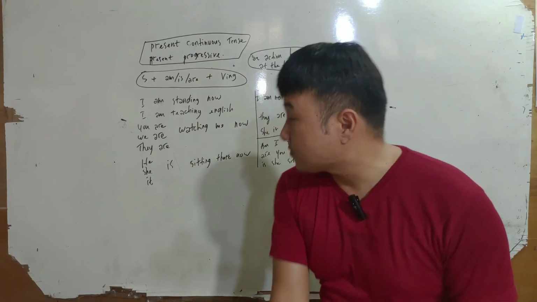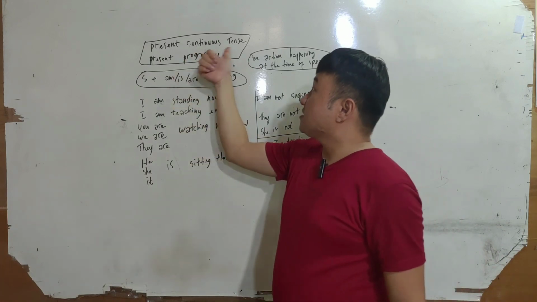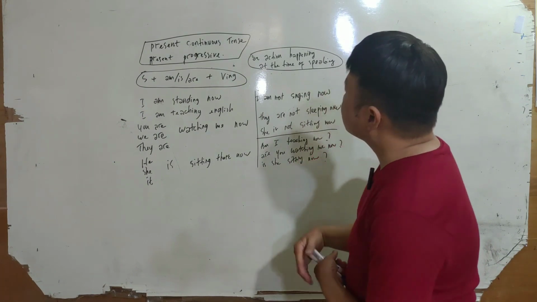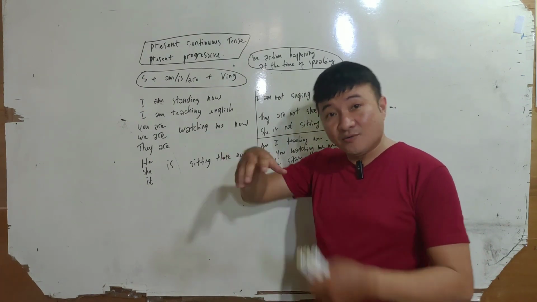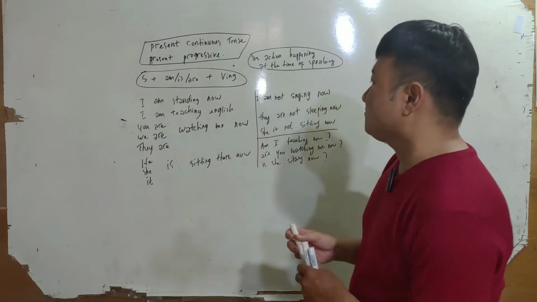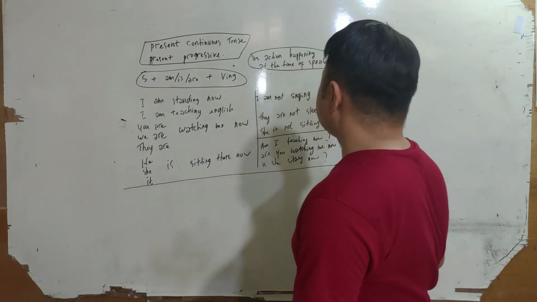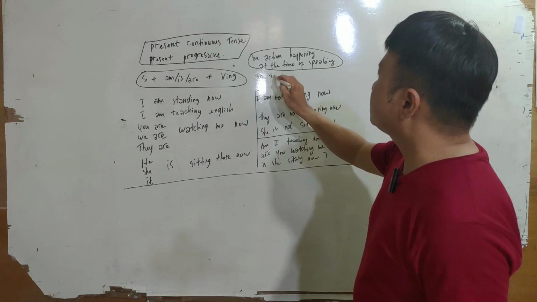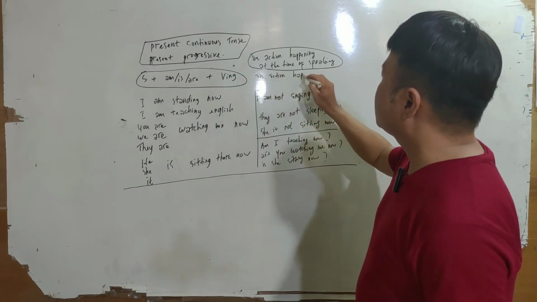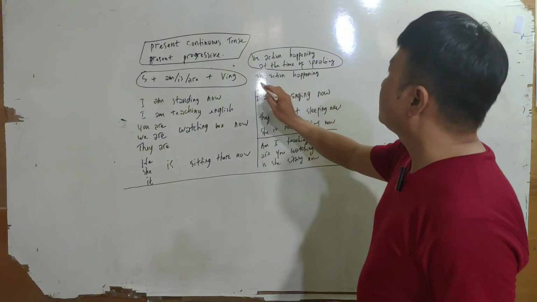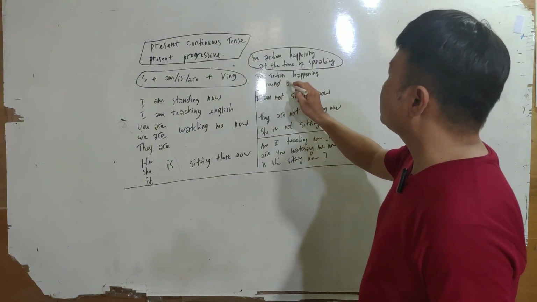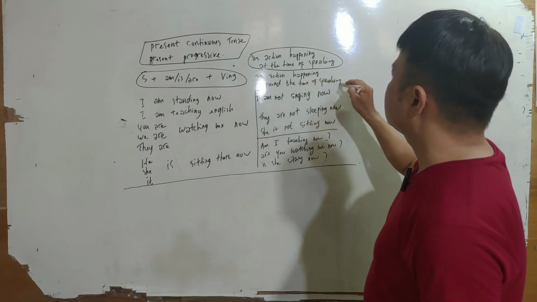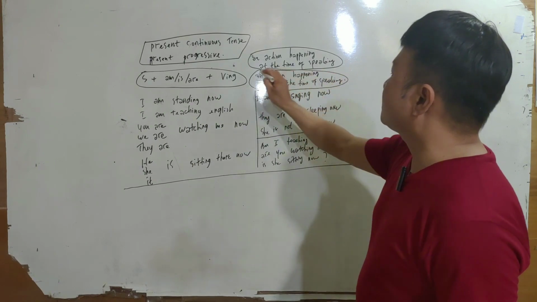But besides, we can also use the present continuous tense to talk about an action happening around the time of speaking. So it doesn't necessarily mean at the time of speaking, it can also mean around the time of speaking. Let me give you an example of that. So it can also be used to talk about an action happening around the time of speaking.